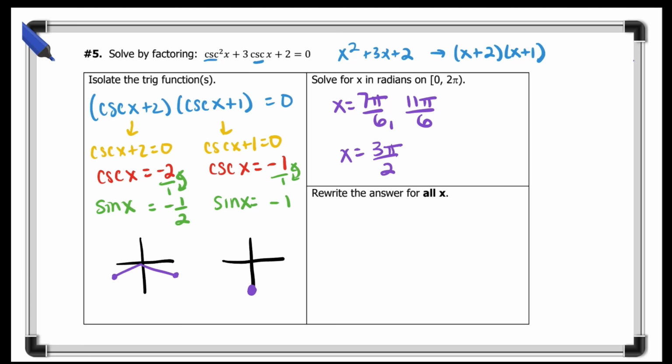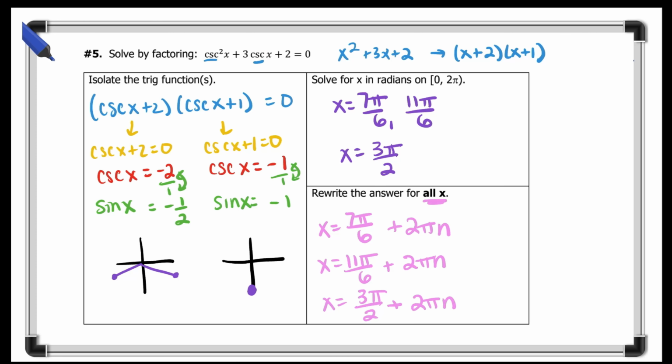Now rewriting all of your answers for x, just take each answer you got. So 7 pi over 6, again remembering that we are repeating every 2 pi with our integer n, an infinite number of times you can repeat. Do the same thing for 11 pi over 6 plus 2 pi n. And our last one is 3 pi over 2 plus 2 pi n.